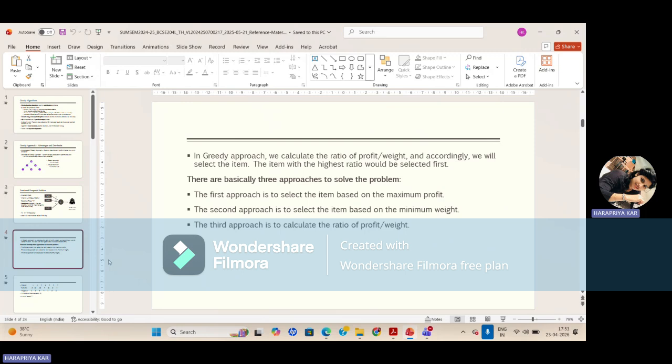The next approach is to select the item based on the minimum weight. First one is maximum profit. Next one is minimum weight, because we have to check with the capacity as well. Third approach is to calculate the ratio of profit to weight. So these three things are very important: maximum profit, minimum weight, and the ratio of profit to weight. With the help of these three approaches, we have to solve the fractional knapsack problem.